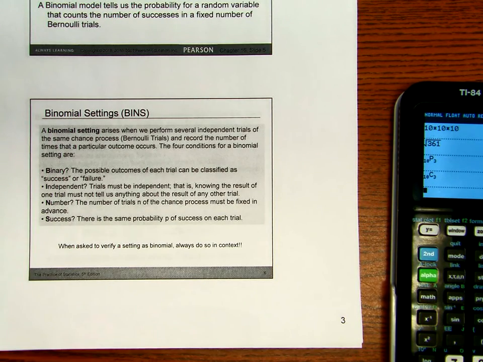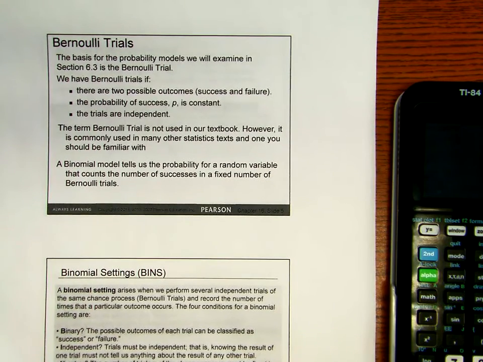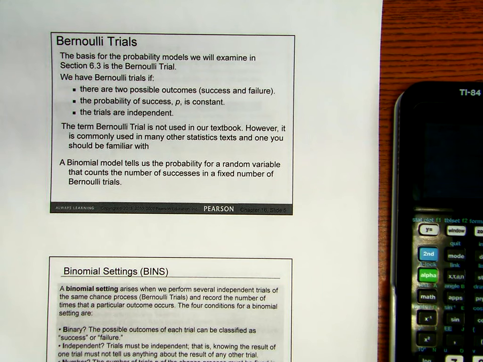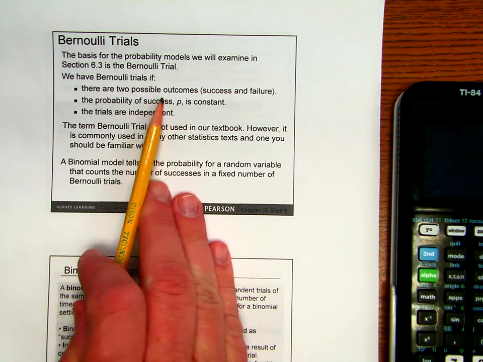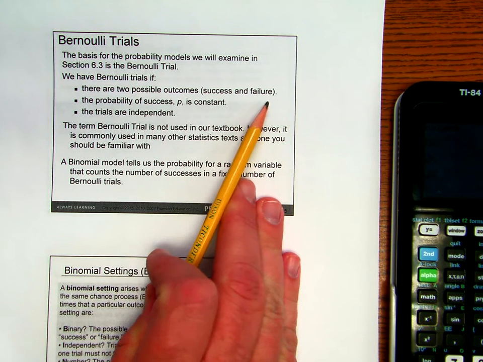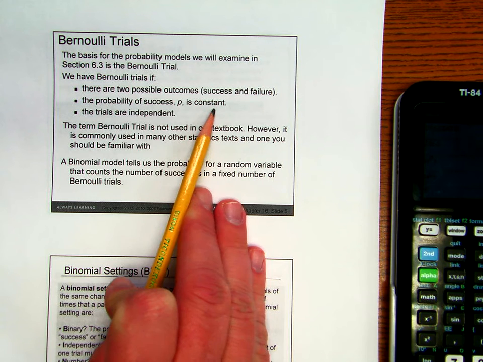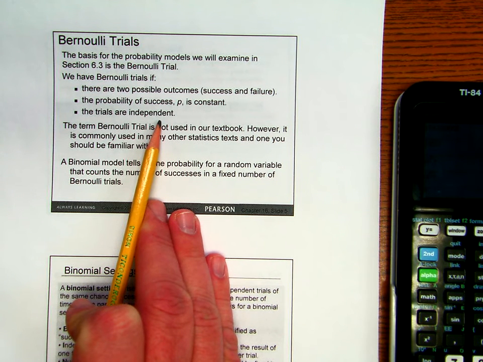All right, now getting into what AP considers AP level material here. A term called Bernoulli trials. The basis for probability models we will examine in section 6.3 is the Bernoulli trial. We have a Bernoulli trial if there are 2 possible outcomes, success or failure. The probability of success, which we're going to call p, is constant, and the trials are independent. So knowledge of what happens in one trial does not give us any information about the probability of the next trial, etc.